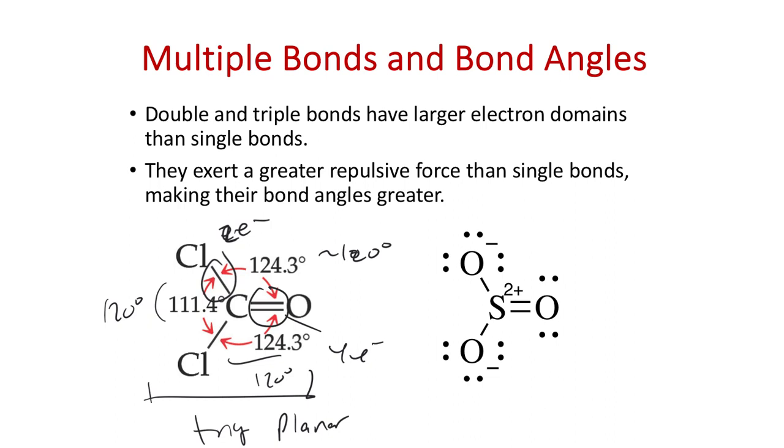What's changing is the bonds of the chlorine are getting closer together because their repulsions are less. The double bond repels those single bonds more, pushing those single bonds closer together. So you can see the single bond's a little less than 120. The double bond's a little greater than 120. So you can see here that double and triple bonds have greater repulsions on the single bonds.